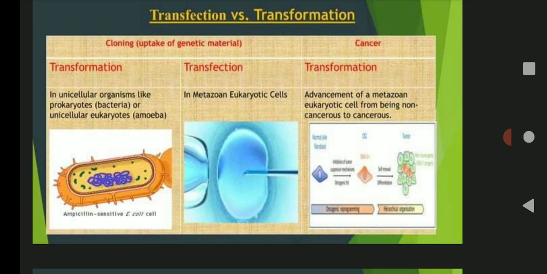Here is the example for transformation and transfection. Bacterial cells undergo the process of transformation by bacterial conjugation. In the conjugation method, the male bacterium is called F plus and the female is called F minus. They undergo conjugation with the help of pilus projections, whereby it is capable of transferring the plasmid DNA from one bacterium to the other. That is called bacterial conjugation.